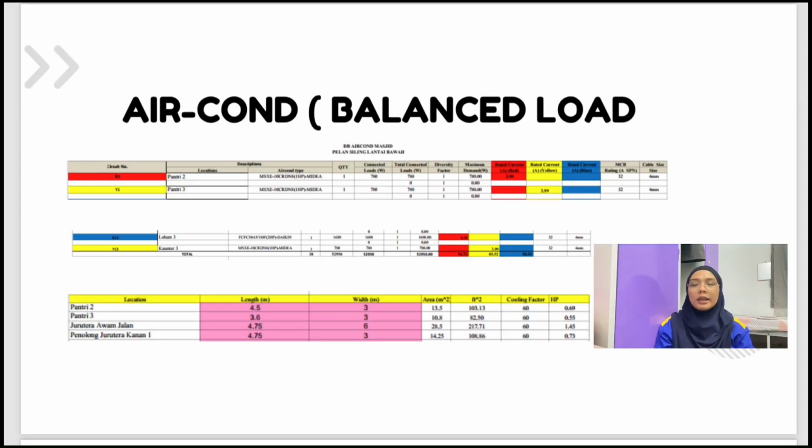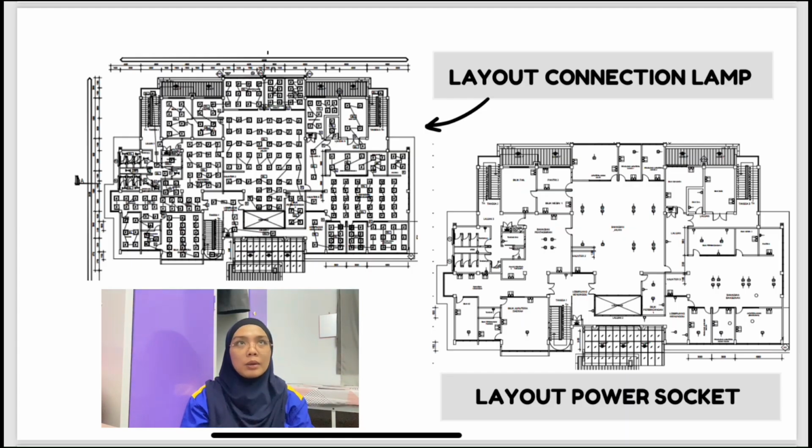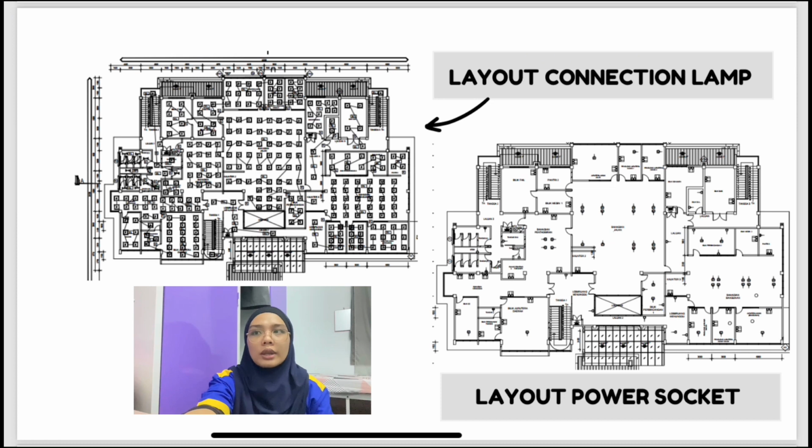This part, I will explain how to get the total connected load. We use the formula quantity multiplied by connected load. To get the maximum demand, the total connected load is multiplied by the diversity factor, and we get the maximum demand for each row. The diversity factor for lighting, power socket outlet and aircon is different. For lighting, we use 0.8, for power socket we use 0.4, and for the aircon we use 1.